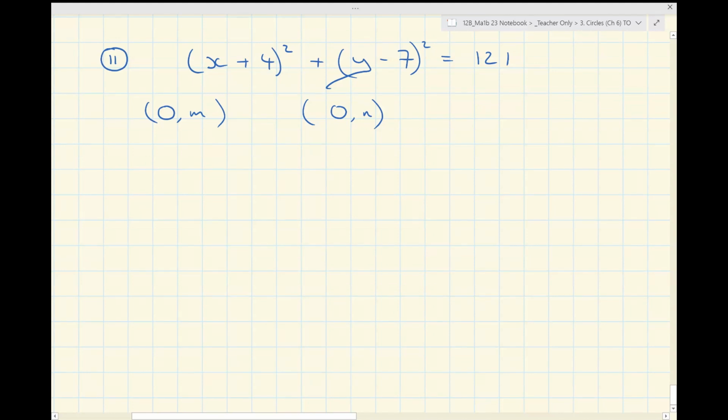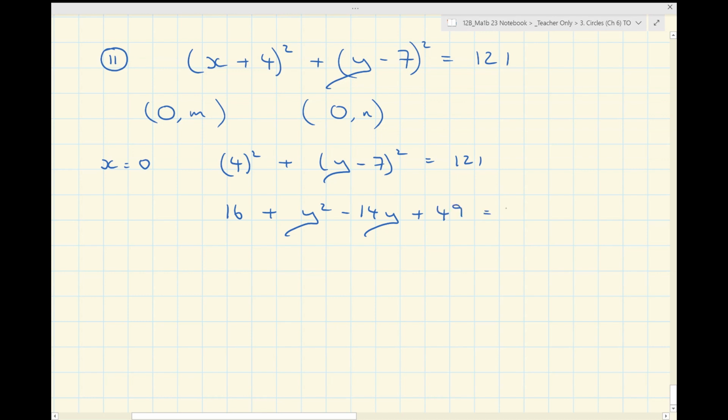Question 11. I've got this circle here, and I know that it meets the y-axis at those 2 points, and I'm asked to find the value of m and n. So if I'm meeting the y-axis, then of course x is going to be 0, isn't it? So I need to solve this equation. 0 plus 4 squared plus y minus 7 squared equals 121. So that's 16 plus y squared minus 14y plus 49 equals 121.